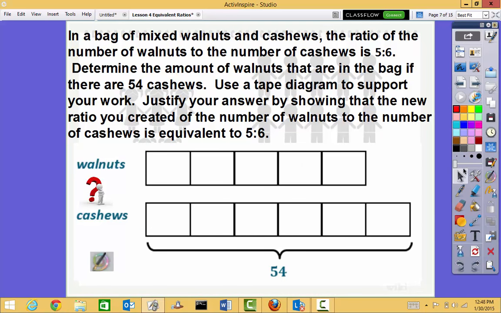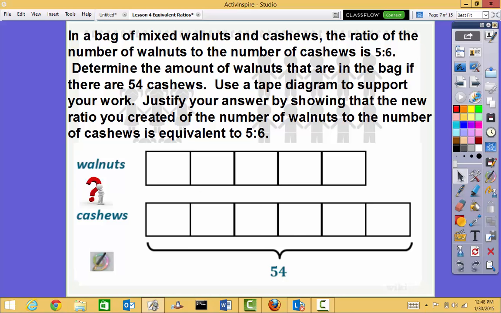Here's our next one. In a bag of mixed nuts and cashews, the ratio of the number of walnuts to the number of cashews is 5 to 6. Determine the amount of walnuts that are in the bag if there are 54 cashews. Use a tape diagram to support your work. So remember, our I can statement says we're using tape diagrams. So here we get into the main part of our lesson. Justify your answer by showing that the new ratio you created of the number of walnuts to the number of cashews is equal to 5 to 6.